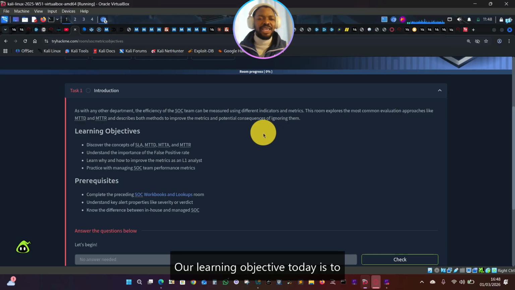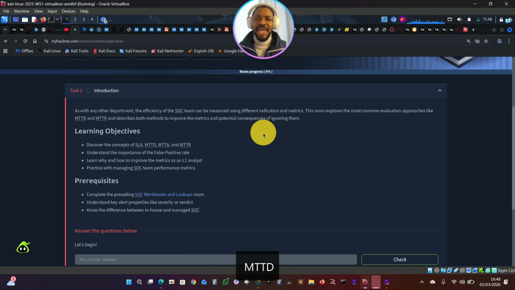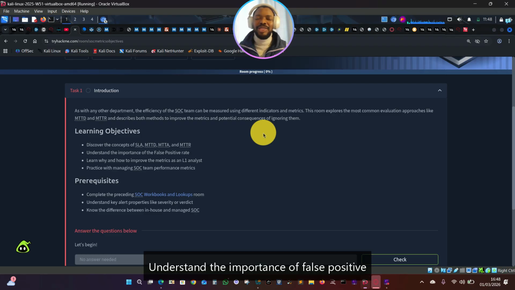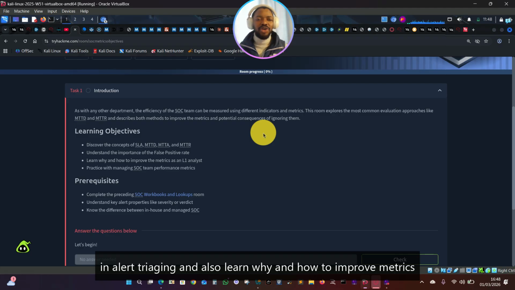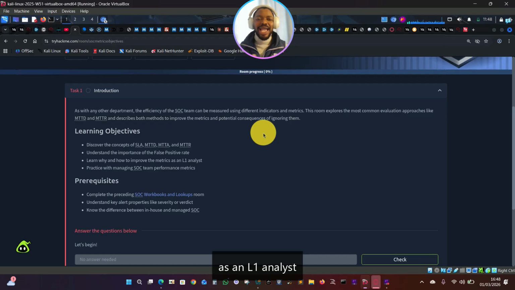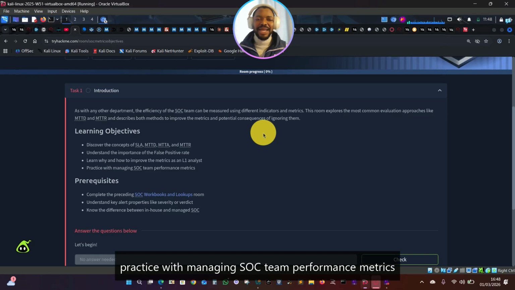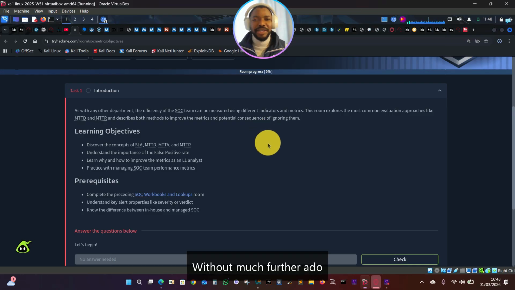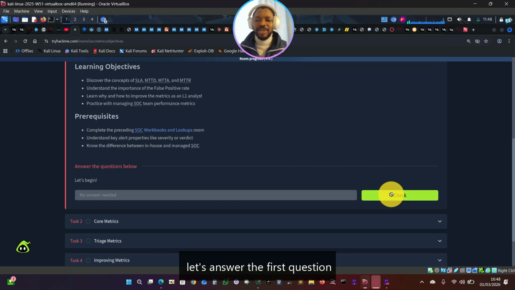Our learning objective today is to, number one, discover the concept of SLA, MTTD, MTTA, and MTTR. Number two, understand the importance of false positives in alert triaging, and also learn why and how to improve metrics as an L1 analyst. The last, practice managing SOC team performance metrics. Without much further ado, let's answer the first question.